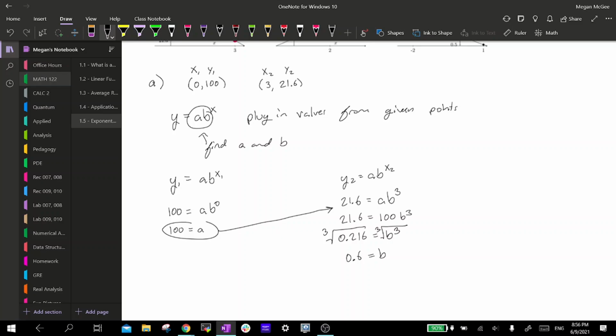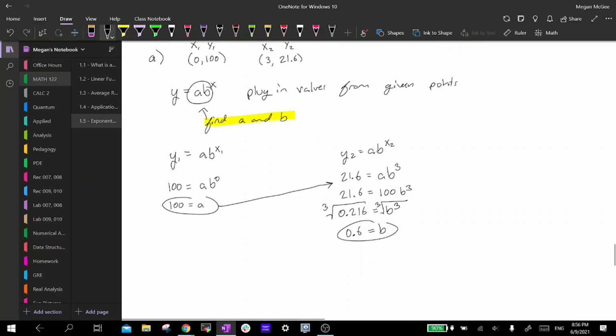So I found a, I found b. Those were the two values that I said earlier we needed to find. So our equation for graph A is going to be y is equal to 100 times 0.6 raised to the x. And there we go. That is our equation for the function.